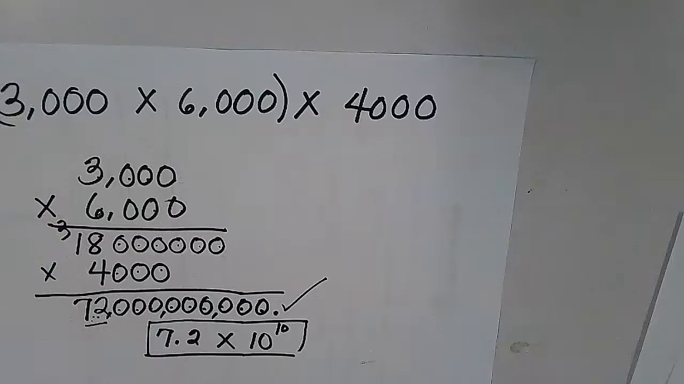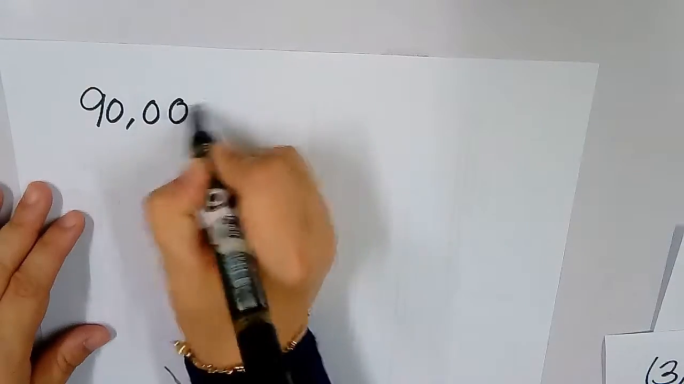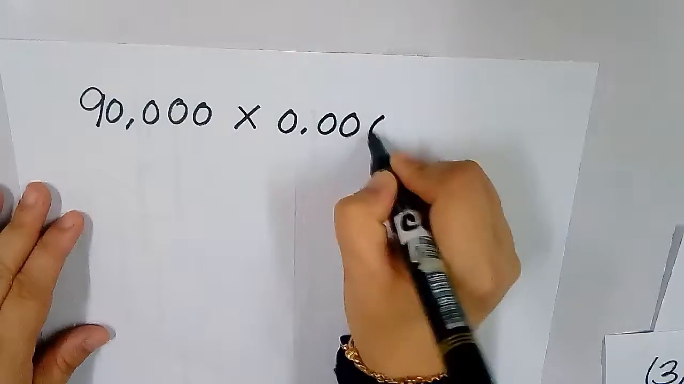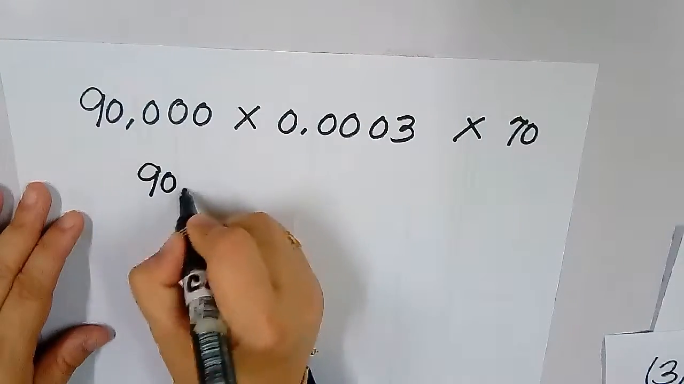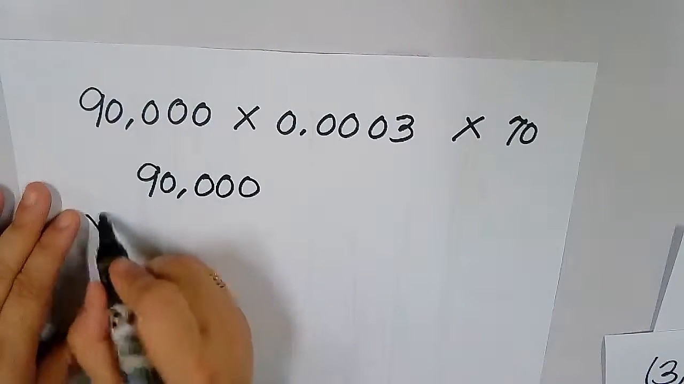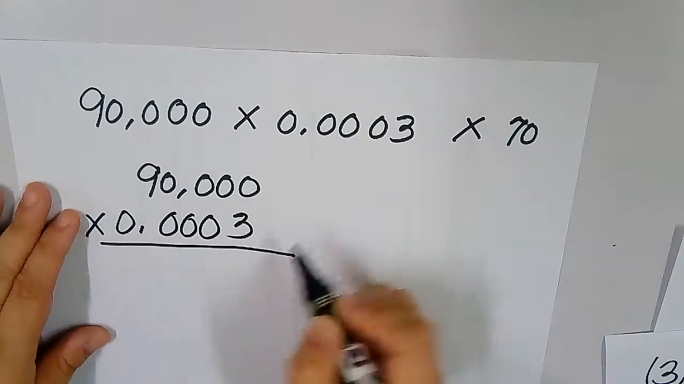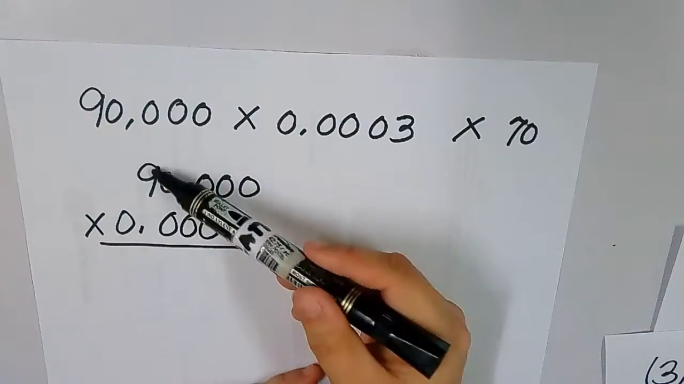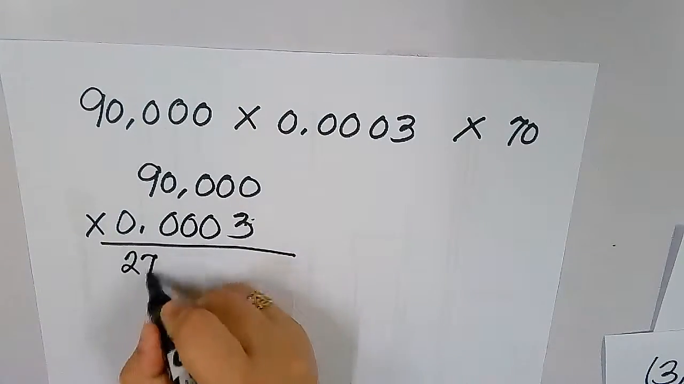Let's try another one. 90,000 times 0.0003 times 70. So 90,000 times 0.0003. Okay? So, ganun ulit. Multiply lang natin yung mga significant digits. So 9 and 3 is equal to 27.